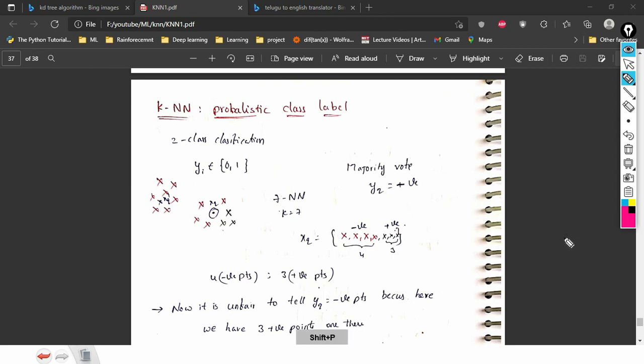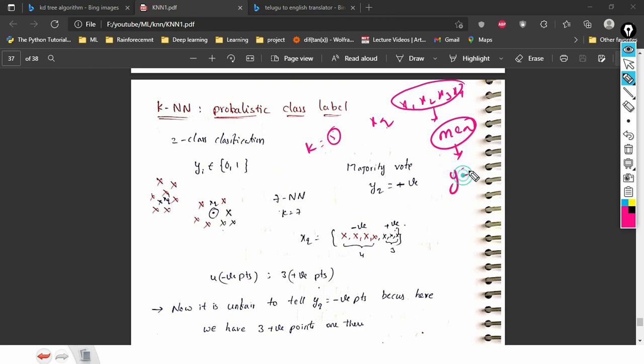That is one thing. Now coming to the regression task. In the regression task, for k equals 5, we will find the nearest 5 points, x1, x2, x3, x4. We will find these 5 points and consider the mean of them as the value. Because in regression we don't have class labels, we have only values.